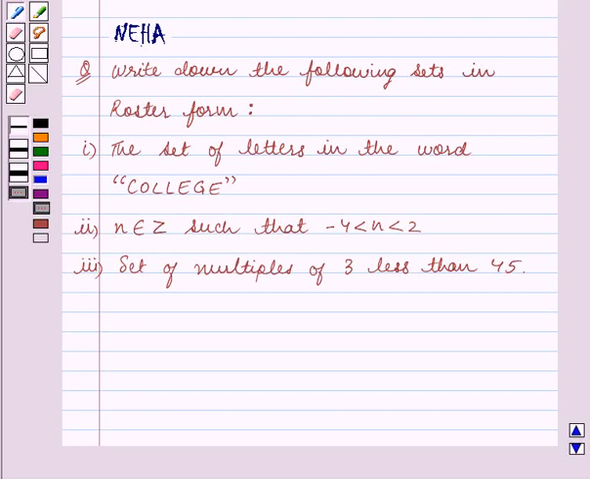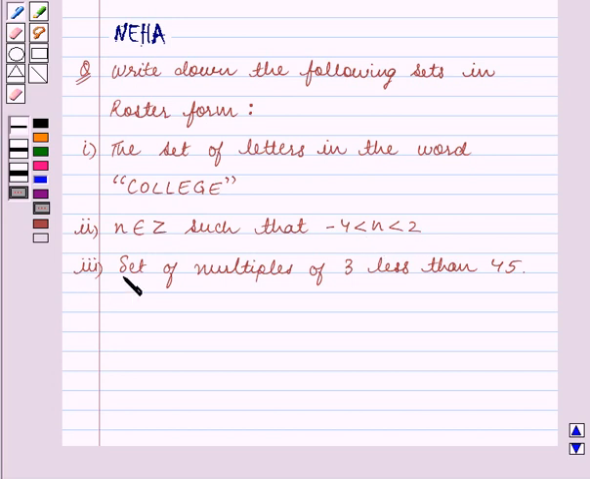In this session, we will discuss the following question. The question says, write down the following sets in roster form. Part 1, the set of letters in the word college. Part 2, n belongs to Z, which is the set of integers, such that minus 4 is less than n is less than 2.